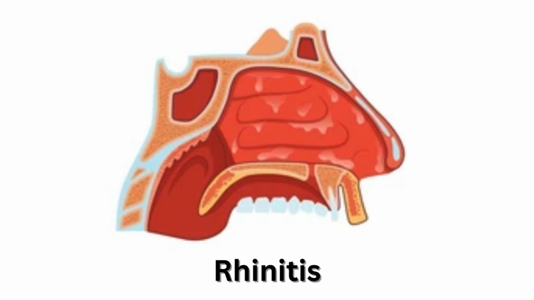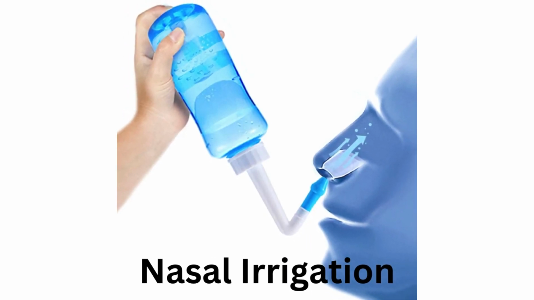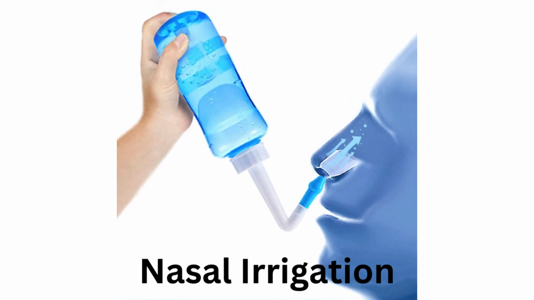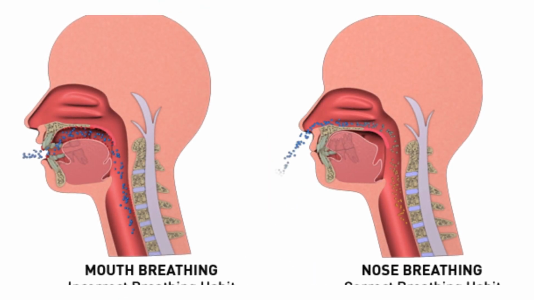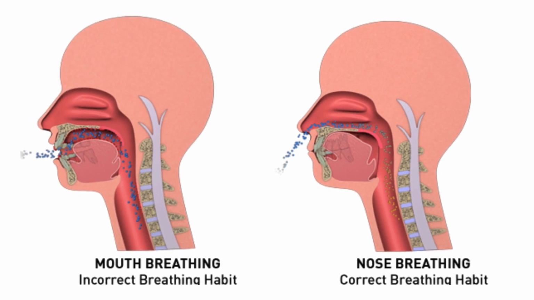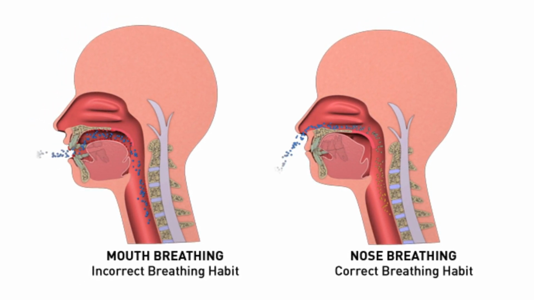Nasal irrigation, also known as nasal rinsing or nasal lavage, is a technique used to clean the nasal passages. It involves flushing the nasal cavity with a saline solution to remove mucus, allergens, and debris. Nasal breathing is considered more efficient and beneficial than mouth breathing. Nasal breathing helps to filter, warm, and humidify the air, preventing dryness and irritation in the respiratory system.